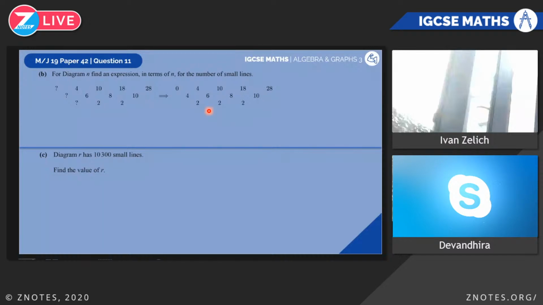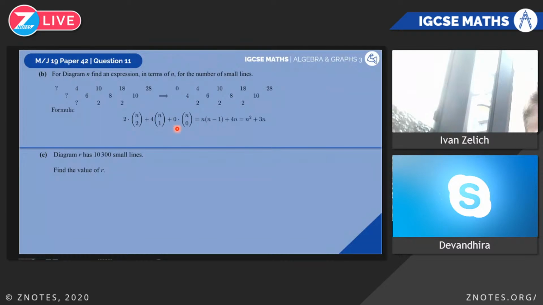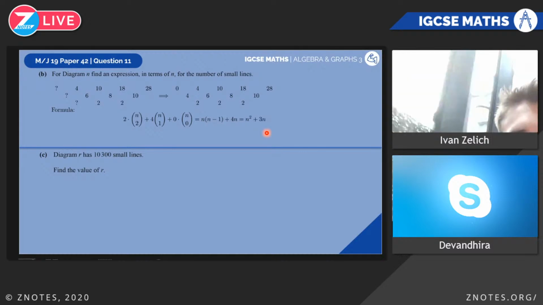And now all we have to do is we take these values, so 2, and we multiply by n choose 2. So this thing you wouldn't have seen in IGCSE, but we'll explain it later on. 4 times n choose 1 and 0 times n choose 0. And you add them, and you get n squared plus 3n. It's the formula. So this is quite complicated. I know you haven't seen it in GCSE, and you don't have to do this method, but it's a nice way of being able to get the formula without doing much work, because the finite difference table gives you everything you need.